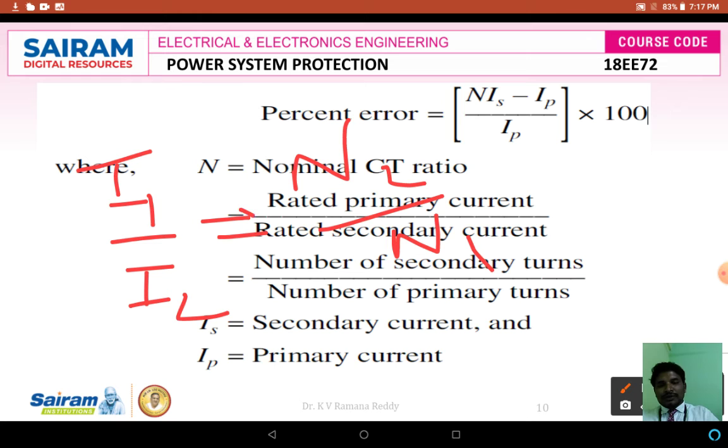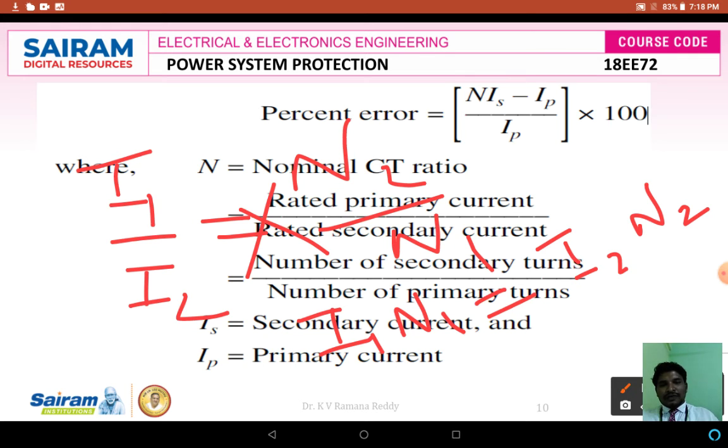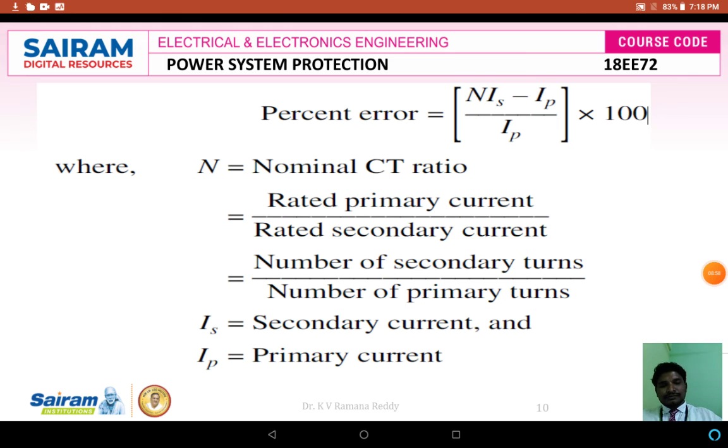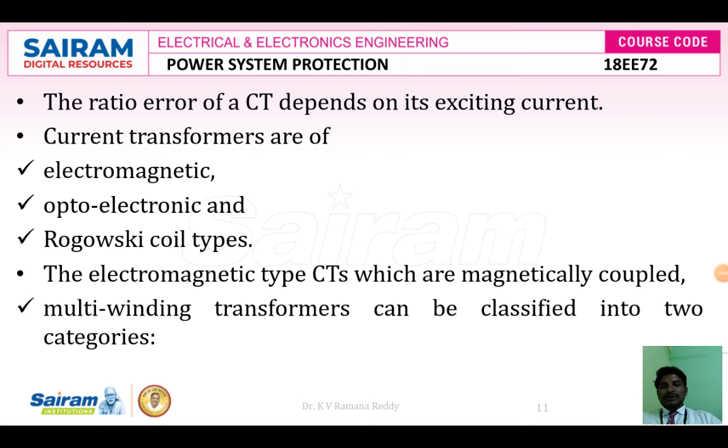From here, if you do the cross multiplication, we get I1 N1 equals I2 N2. So if I want the primary current, I1 equals I2 N2 divided by N1. Therefore, the ratio error of a current transformer depends on its exciting current. Exciting current arises because of fault events, during the fault time interval.